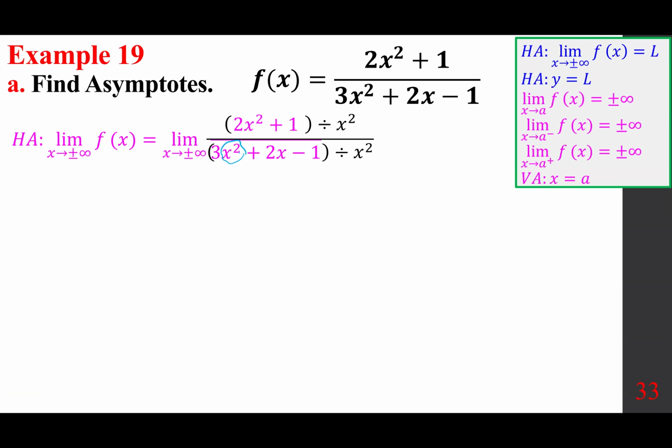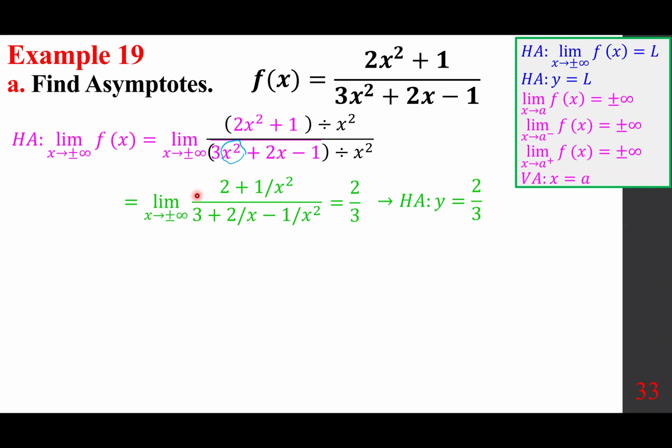So what do we get? We get 2 here. We get 1 over x squared here, 3, 2 over x minus 1 over x squared. And as you can see, since x is approaching infinity or negative infinity, this goes to 0, this goes to 0, this goes to 0. The answer is 2/3, which means the horizontal asymptote has the equation y equals 2/3.